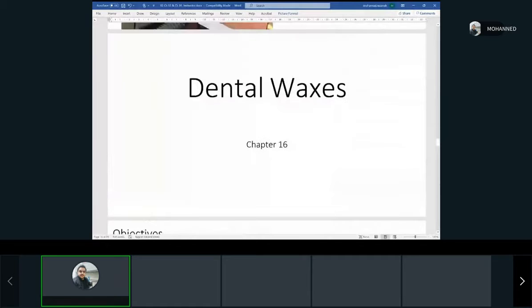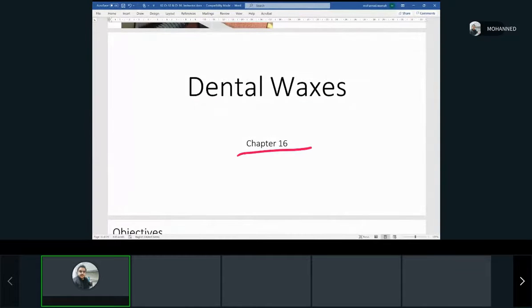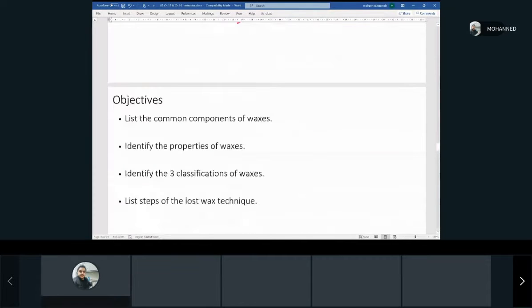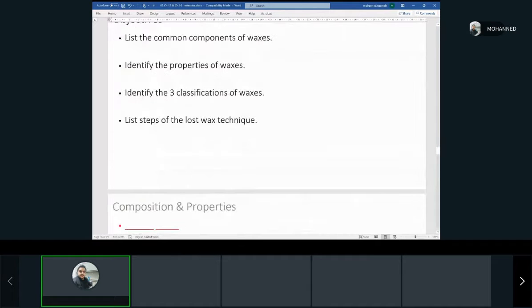Our next slides will be talking about dental waxes. And again, this is part of chapter 16 that we already talked about with gypsum products. So we're just going to know the different types of waxes that we use in dentistry. And then what are their uses?